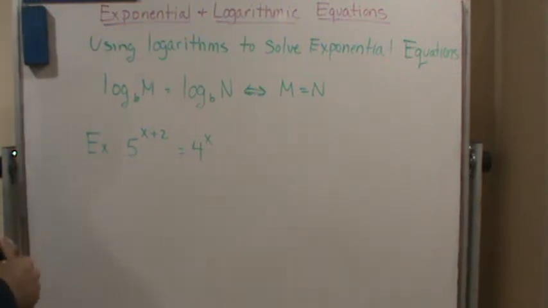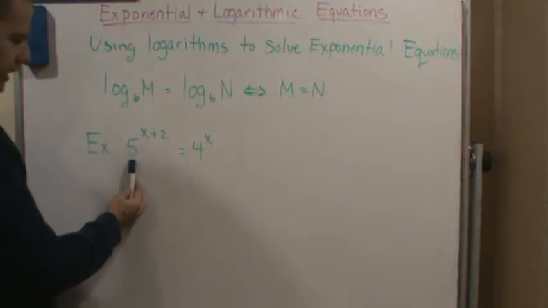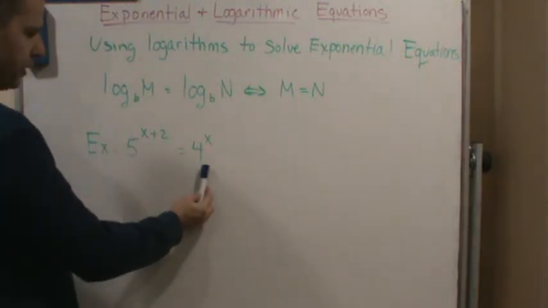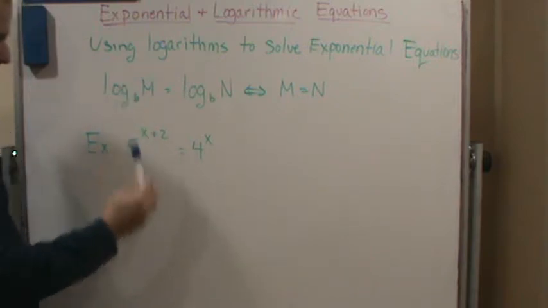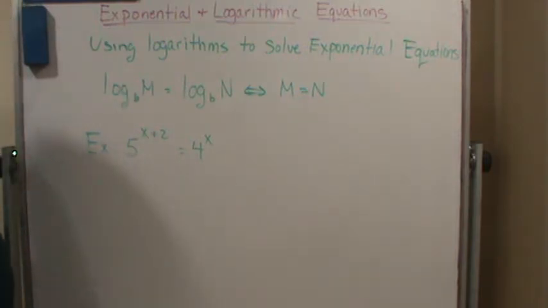So what we could do is, notice first we have an exponential equation, right? But there's no way to get these bases to be the same, right? So how do we solve these? Well, that's where the logarithms are going to help.